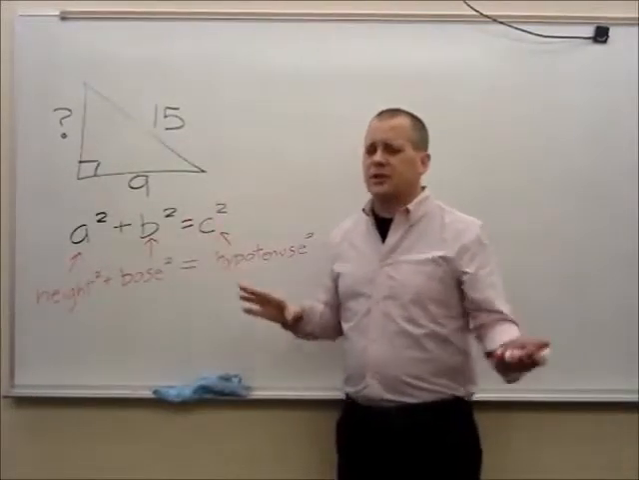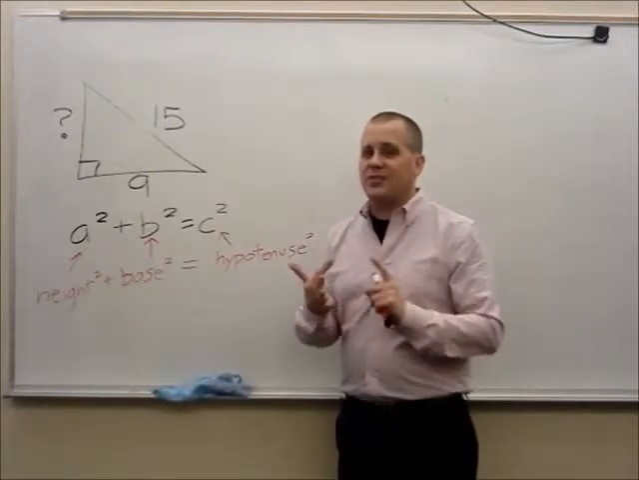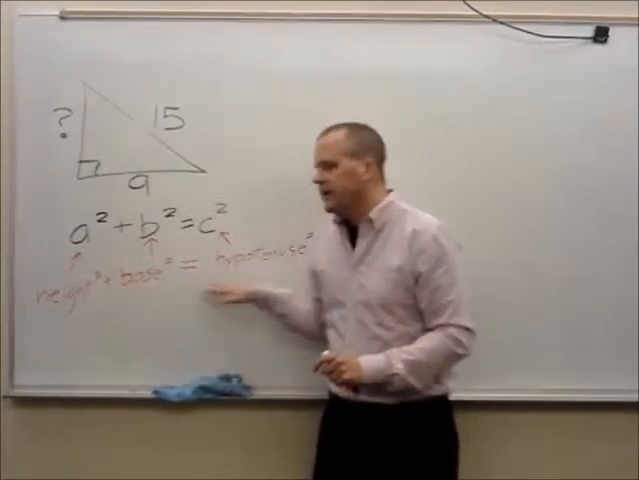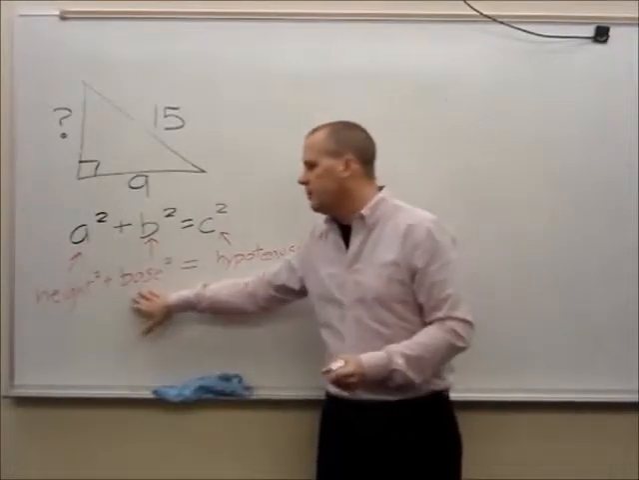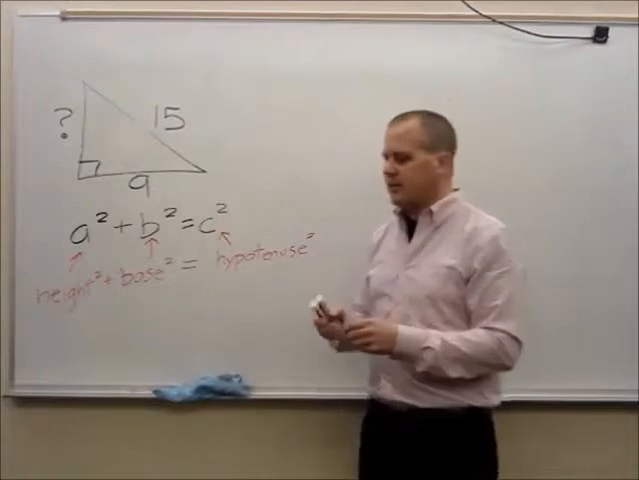First thing we need to do is label this triangle. I need to know what two lengths I have. Do I have the height and the hypotenuse? Do I have the base and the height? What exactly do I have? So here's how I'm going to label this.